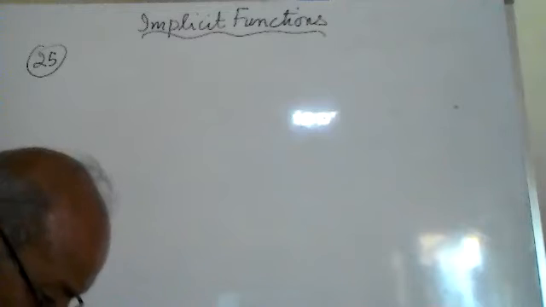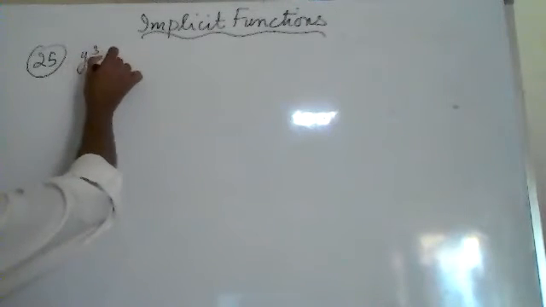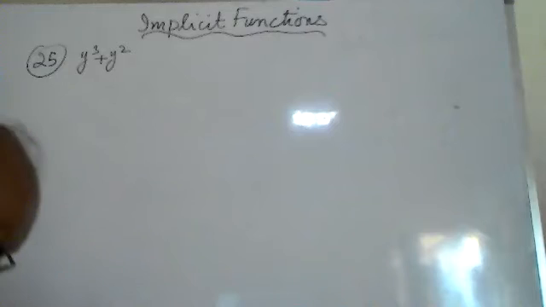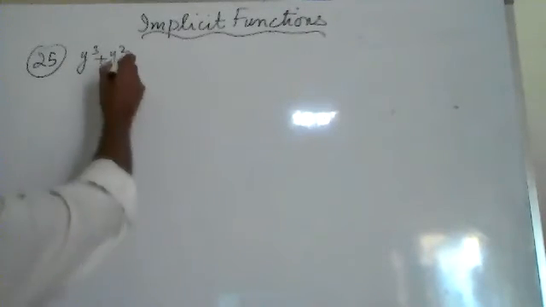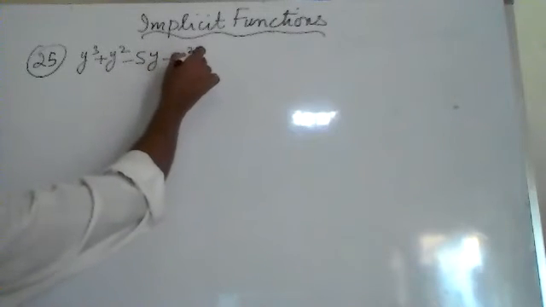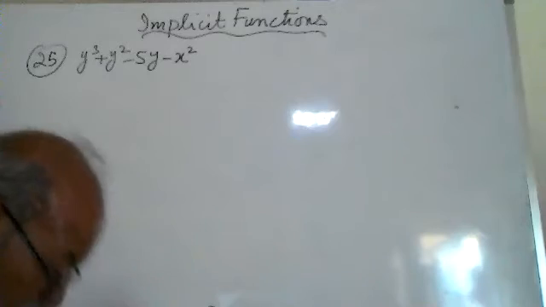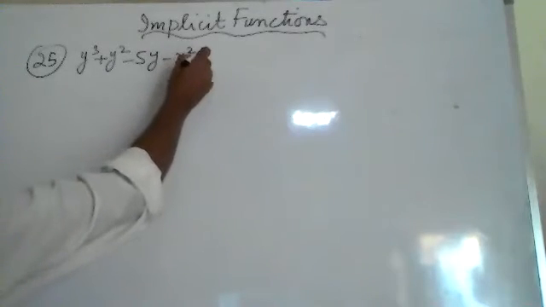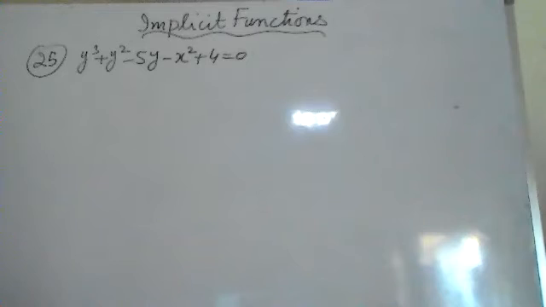y cube plus y square minus 5y minus x square plus 4 equal to 0. This is already equal to 0.